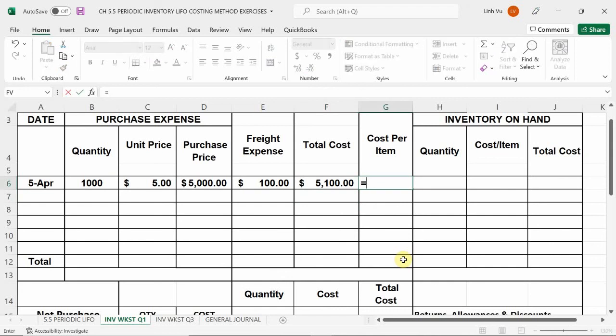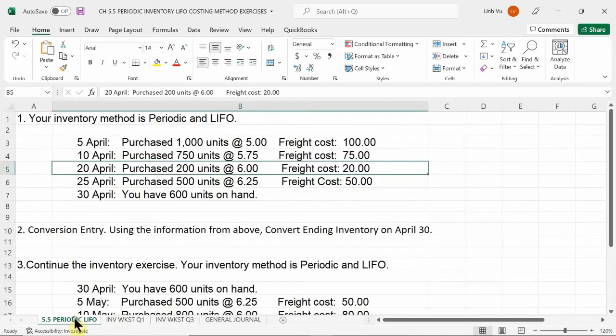We need to divide the total cost by the quantity. Yes, so that's exactly right. Total cost of 5,100 divided by my total quantity of 1,000 should give you $5.10. Okay? All right, that's the first one. So let's see what happened next.